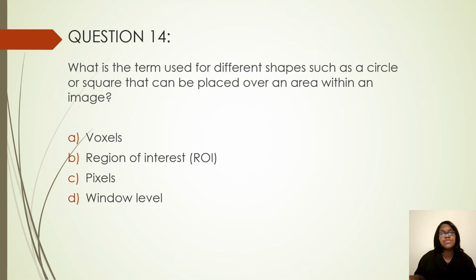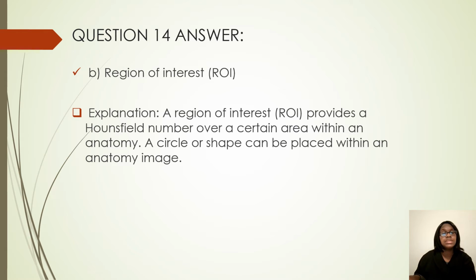What is the term used for different shapes, such as a circle or a square, that can be placed over an area within an image, such as your abdomen, your chest area? What is this called? Voxels, region of interest, pixels, or your window level? Region of interest is the answer.